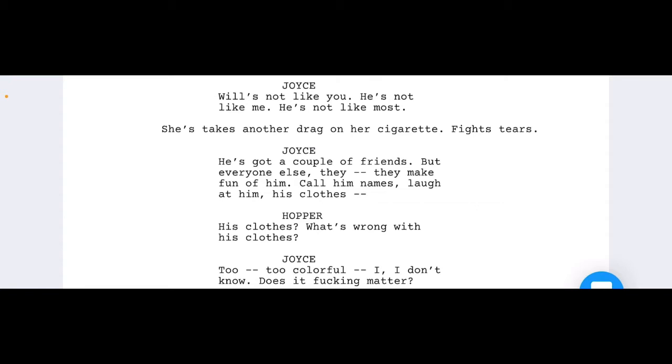So Joyce is trying to really push a point now, that Will's not like you. He's not like me. He's not like most. She takes another drag on a cigarette and fights tears.